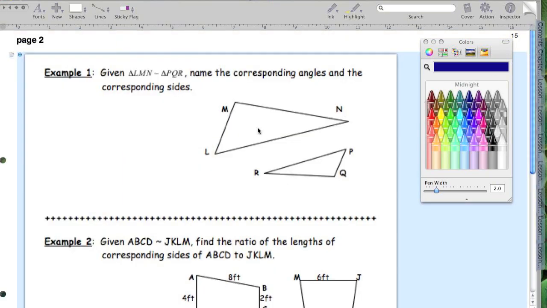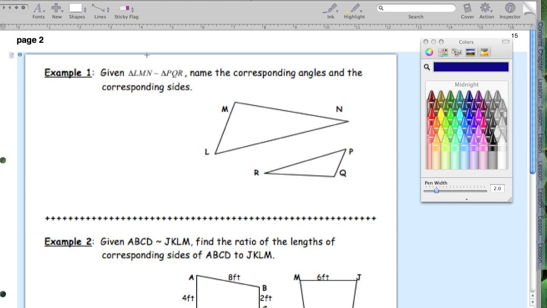Here they're telling us triangle LMN is similar to triangle PQR. Now in this one, obviously we can see the shapes look the same, and one's smaller than the other, but they're not in the same orientation, meaning they're not in the same location. This one has the long point on the right, this one has the long point on the left. It's like a flipped version.